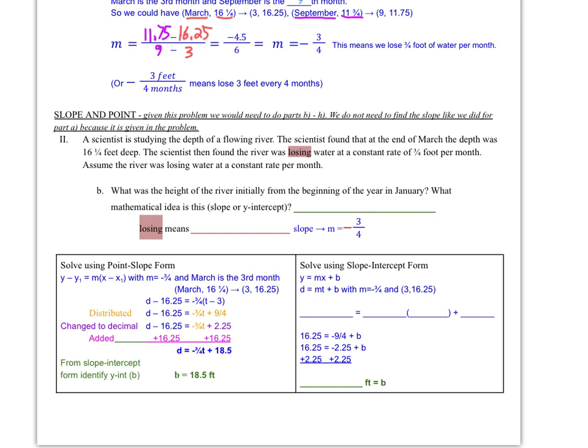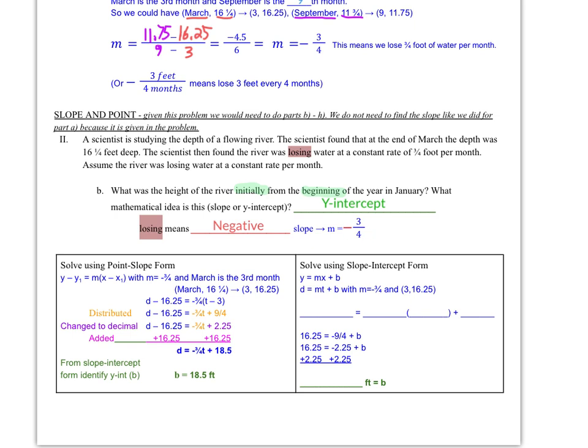What mathematical idea is this? Slope or y-intercept? Well, that idea is going to be the y-intercept. We know that because it's that word initial or beginning. Those starting amounts are our y-intercept idea. One other thing to note, it says that we're losing water at a constant rate of 3/4 foot per month. What does losing imply about our slope? It means that our slope is going to be negative. So my slope here is a negative 3/4.